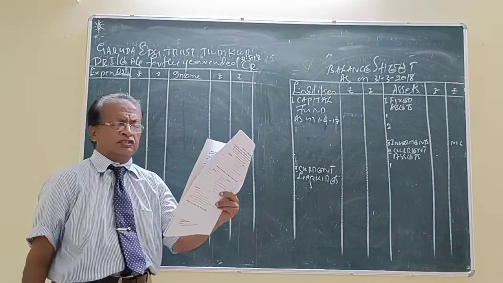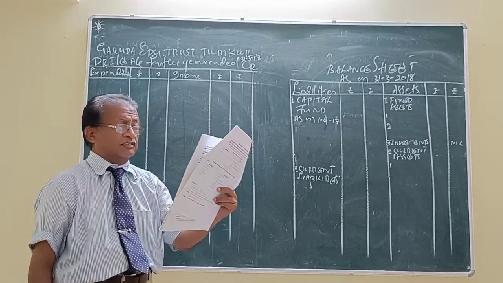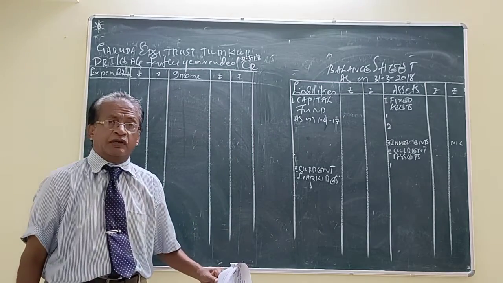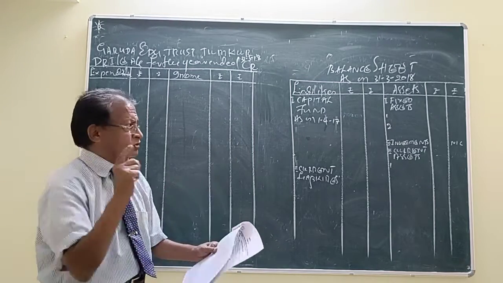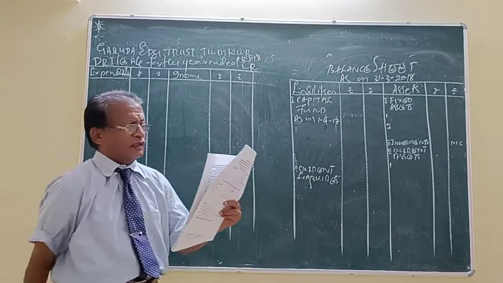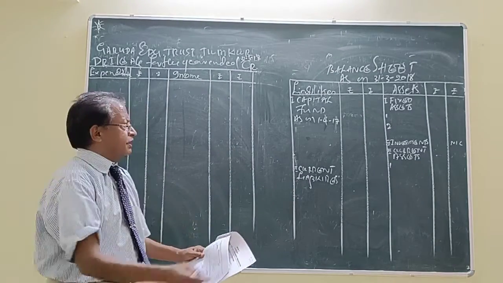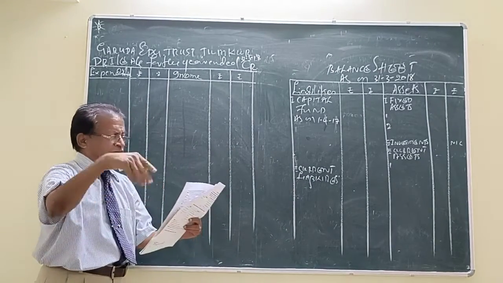Donation, on this donation there is one adjustment. What is it? 100% of the donation should be capitalized. This 100% is equal to 12,000, added to the capital fund. Interest, it is a revenue receipt, credited to income and expenditure account, credit side.